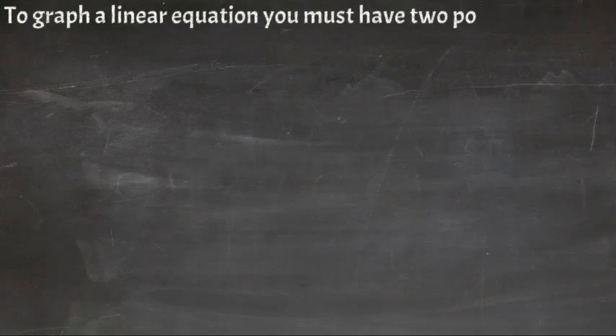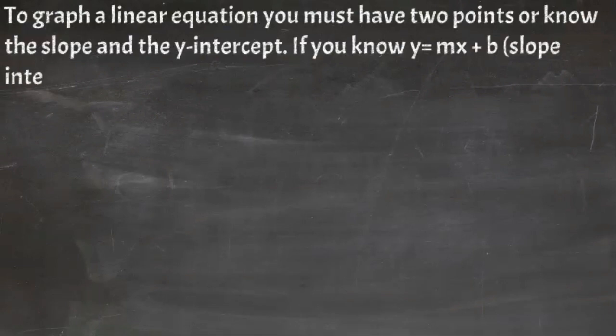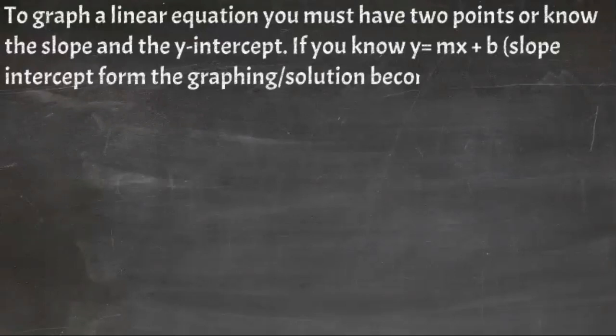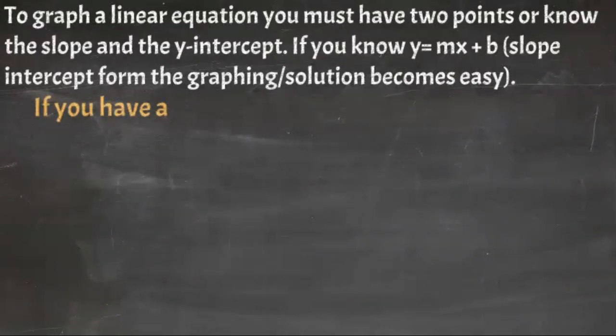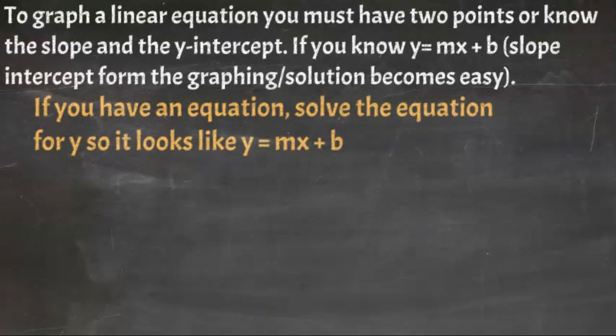To graph a linear equation, you must have 2 points or know the slope and y-intercept. If you know y equals mx plus b, the slope-intercept form of a line, then the graphing and solution becomes easier. If you have an equation, solve the equation for y so it looks like this. Y equals mx plus b.